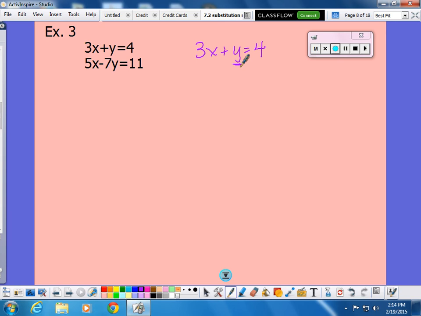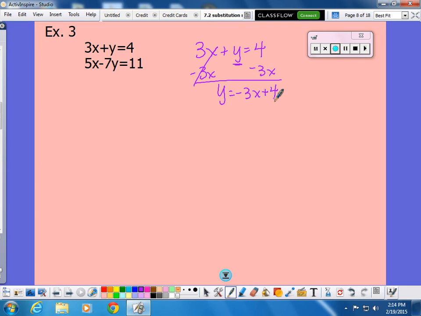In order to get y by itself, it would be just like putting this equation, which is now in standard form, into slope-intercept. So, what would I do? You tell me. How would I solve for y? I would do what? Subtract 3x. Subtract 3x. So it's already y equals -3x plus 4. Okay, does anybody have a question?